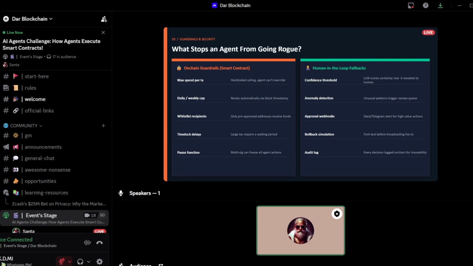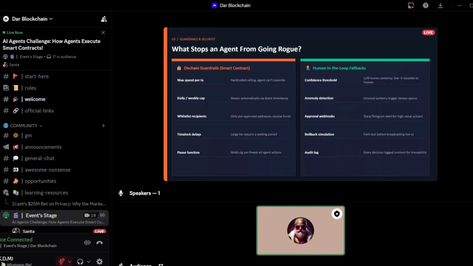Also, human in the loop for fallbacks. These are very important. So, anomaly detection. If the agent's behavior suddenly deviates from baseline, for example, it usually spends $50 a day, and today it wants to spend $50K, automated monitoring flags this and pauses execution, and you need to review the smart contract and the code of your agent. Also, we have approval webhooks. High value actions require explicit human sign off via a webhook before the transaction is signed and broadcast.